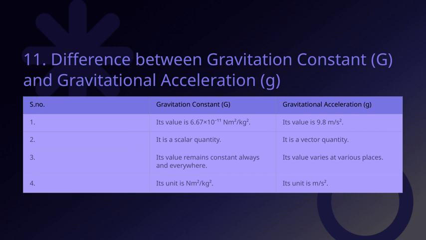So, in summary, G is a universal constant, scalar and unchanging, while g is a local acceleration, vector, and can vary from place to place. Understanding these distinctions helps us grasp the broader concept of gravity and how it operates both universally and locally.